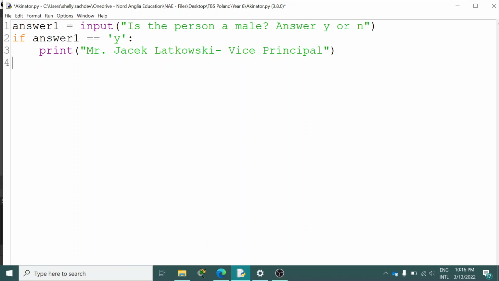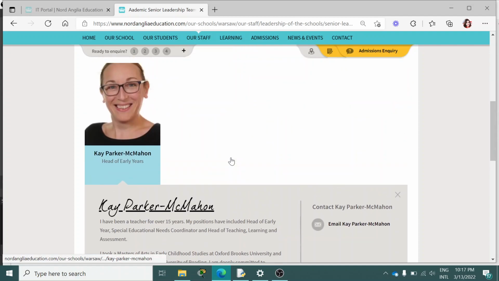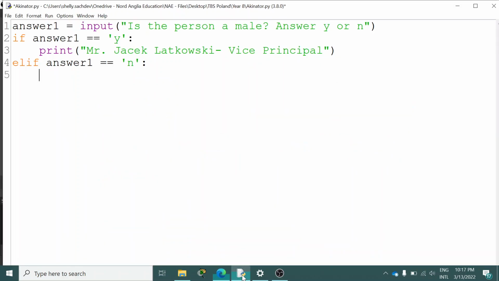Now here, elif, meaning else if the answer to the first question is a no. Elif is a small short keyword which is used in Python to just say else if answer 1 is a no, which means the person is not a male, right? Now, if the person is not a male, then of course I will have to ask further questions in order to guess whether that's Miss Hill, Miss Fournier, Miss Prabhu, or Miss K. Parker. I don't know, right? I only know that the person is a female, right?